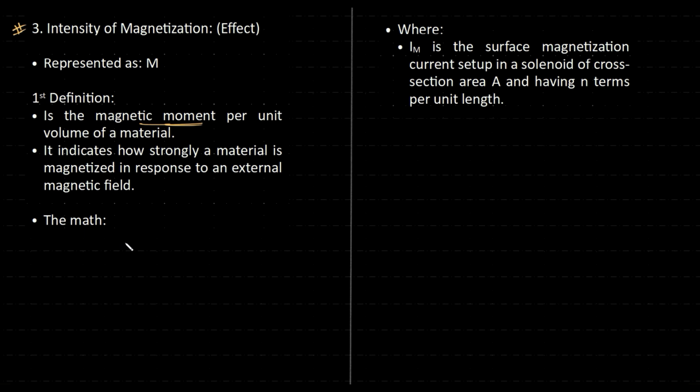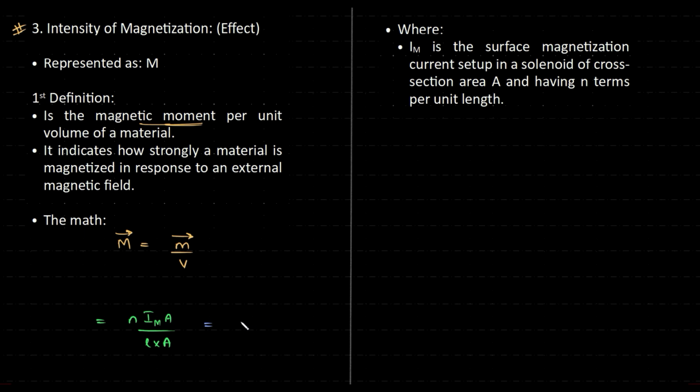So mathematically, how does it look? What is the symbol for magnetic moment? At least try to recall it. It is small m. Since it's defined per volume, we have a different symbol here. Capital M is equal to small m by V. When I substitute m, we have N times i times A by length times area. But length here is 1, because it's per unit.